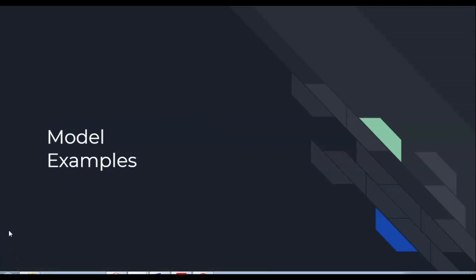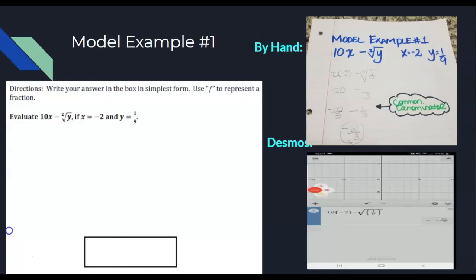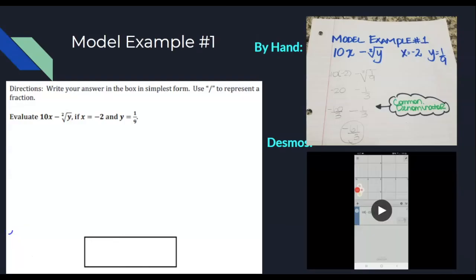Now that you've learned our skill for today, we will look at some model examples. Please copy and complete the examples in your notebook. Also feel free to jot down any additional information that is said throughout the explanation. Model example number 1. Please take some time to write down model example number 1 in your notebook.